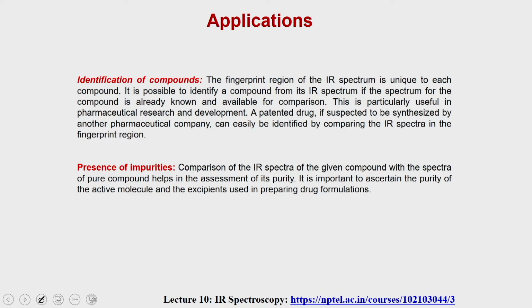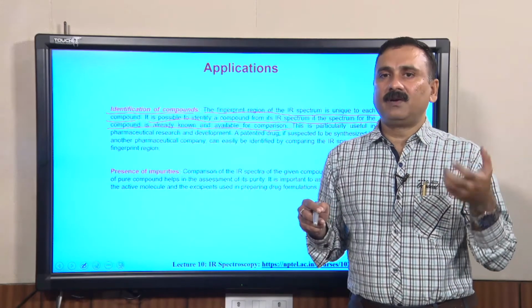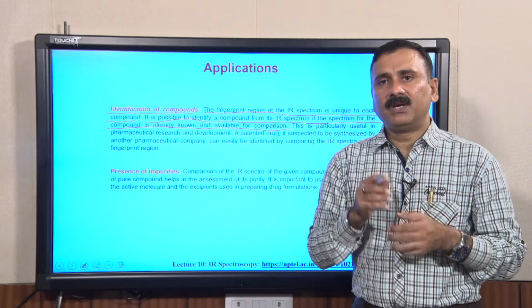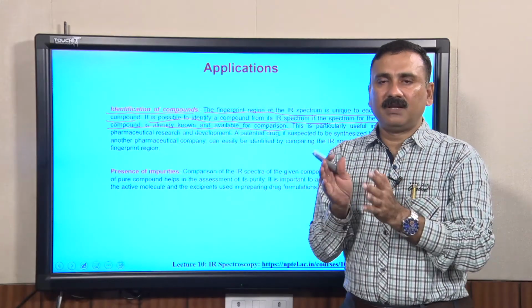Then you have the second application, that is the identification of compounds. The fingerprint region of IR spectroscopy is unique to each compound. It is possible to identify a compound from its IR spectrum if the spectrum of that compound is already known and available for comparison. You cannot identify a compound by de novo IR spectroscopy, because it is very difficult to define the peaks in the fingerprint region, as you are going to have multiple peaks.